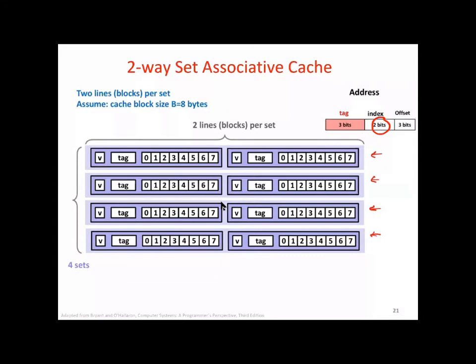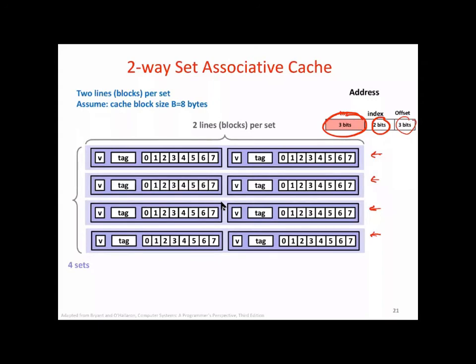Earlier we had 3 index bits, so now we have 2 index bits to find it out, and the offset is the same because we are using 8-bit blocks. Now tag bits have gone up. Earlier we had 2 tag bits, now we are using 3 tag bits.